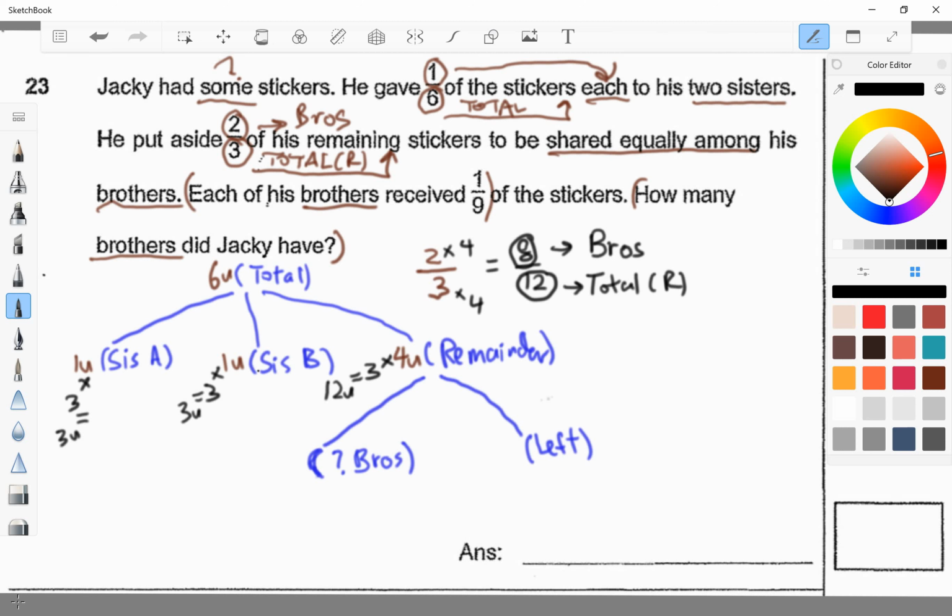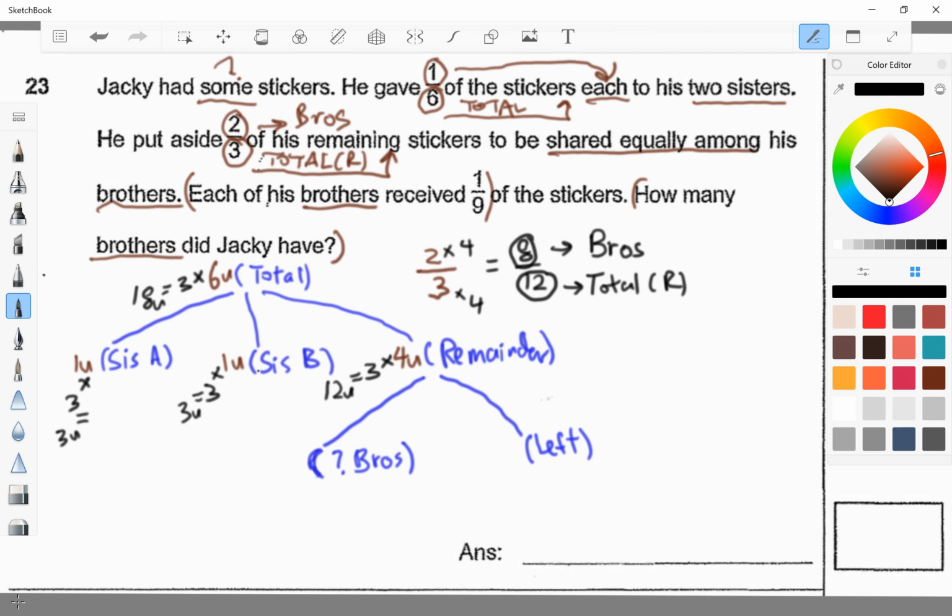And from there, I also must multiply the 6 by 3. Because it wouldn't make sense for 6 units to branch down into sister A, sister B, and remainder. They have to add up. Means sister A plus sister B plus the remainder must get us to the top. So if I multiply the 6 by 3, I will have 18 units for the total. So everything makes sense when we add up the units. 3 plus 3, I get 6. 6 plus 12 actually will give us 18 units.